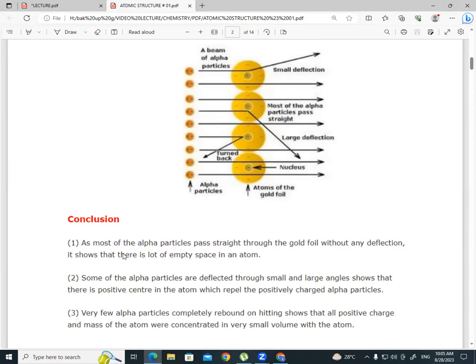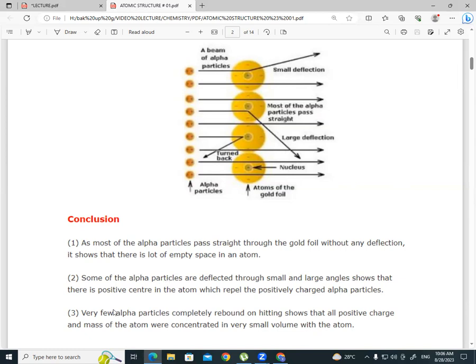On the basis of these observations, what were the conclusions? First, as most of the alpha particles pass straight through the gold foil without any deflection, it shows that there is a lot of empty space in an atom. So this observation proves that most of the atom is empty.